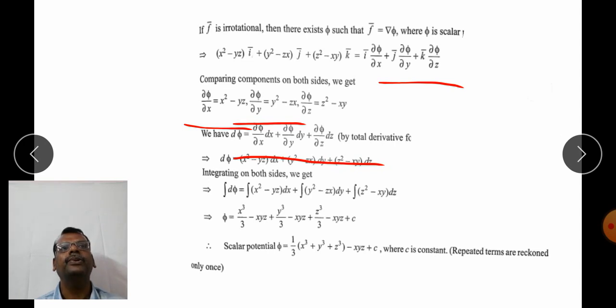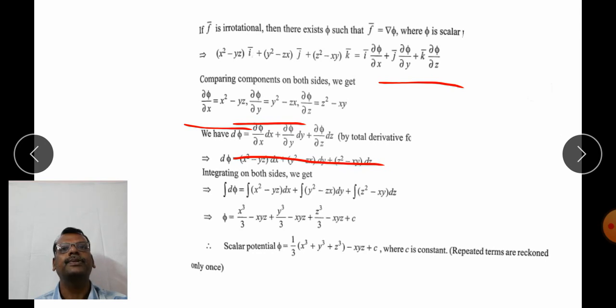And we have to write the values of f1, f2, f3. ∂φ/∂x is taken as x² minus yz, ∂φ/∂y is equal to y² minus zx, ∂φ/∂z is equal to z² minus xy. And integrating, we get the integral of dφ is equal to the integral of plus the integral of plus the integral of, and we get the value of φ is equal to x³/3 minus xyz plus y³/3 minus xyz plus z³/3 minus xyz plus c.